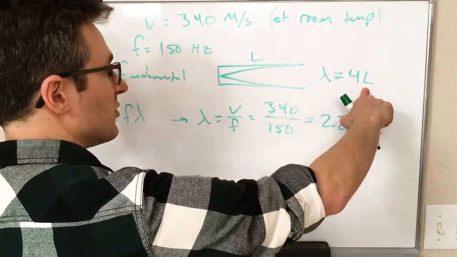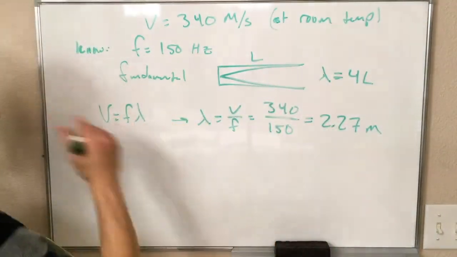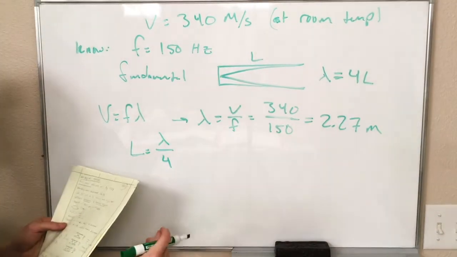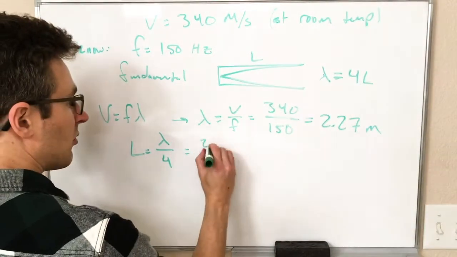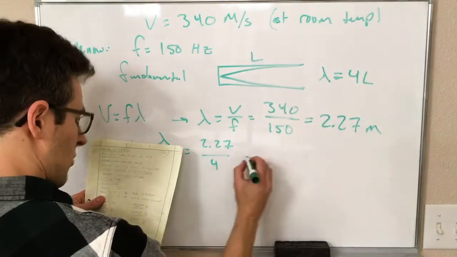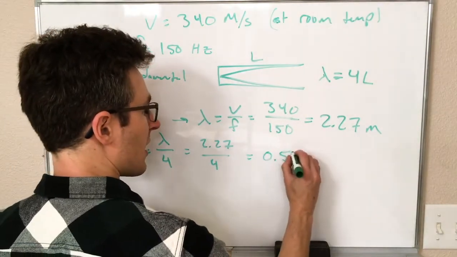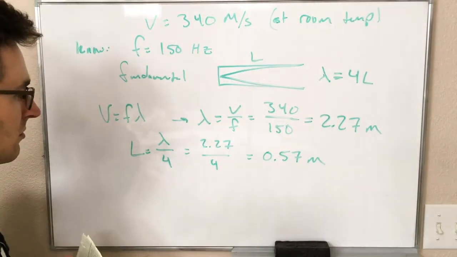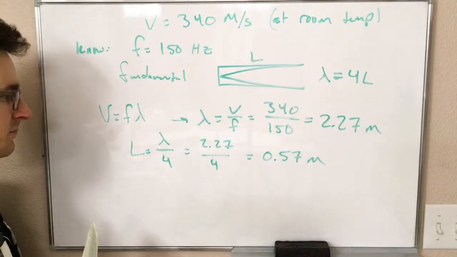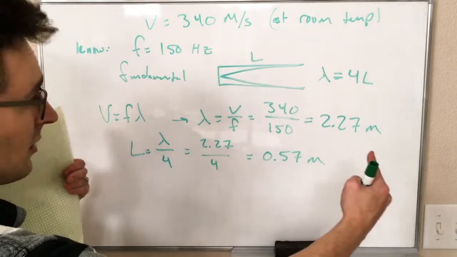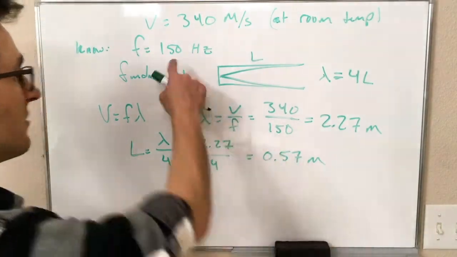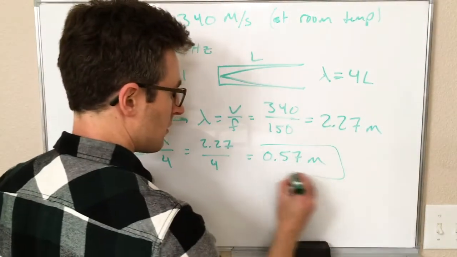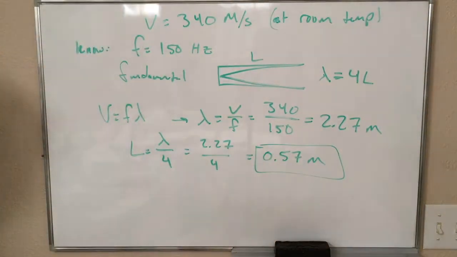So we know our wavelength, 2.27 meters, or that's 7 feet or something. And we know lambda is equal to 4 times L, so L is equal to lambda over 4. That is 2.27 over 4, which is equal to 0.57 meters, or roughly 2 feet. So a tube this long with one end open and one end closed is going to give us a fundamental frequency of 150 hertz. And that is the end of the first part of the problem.